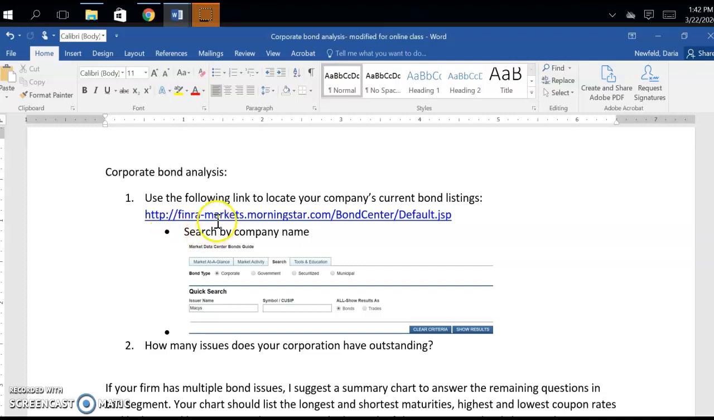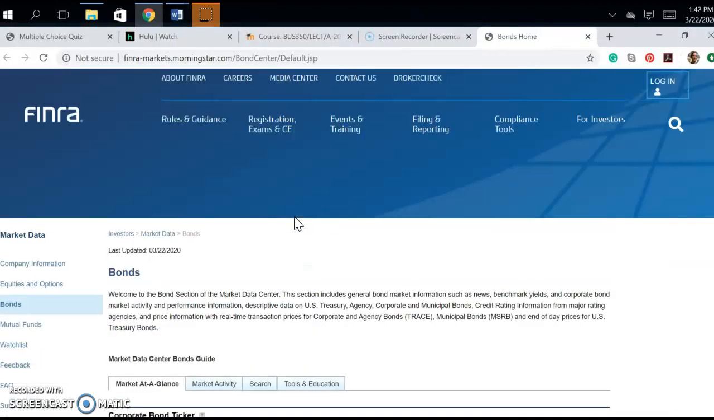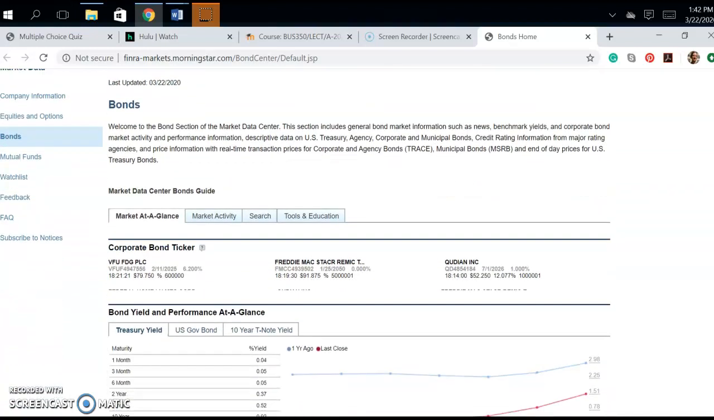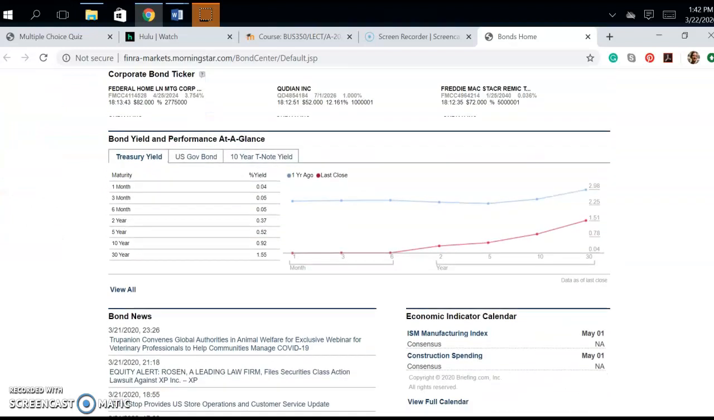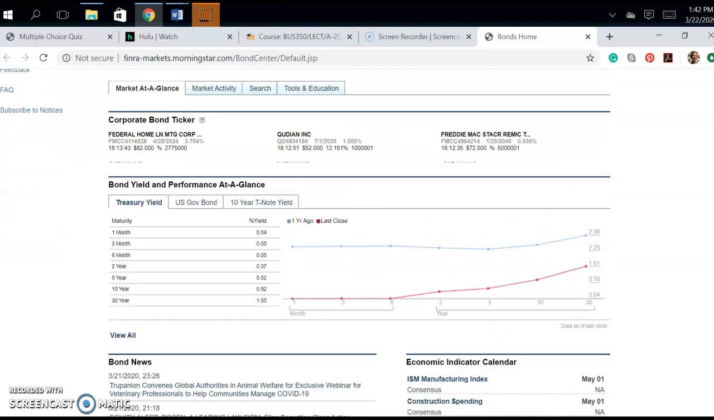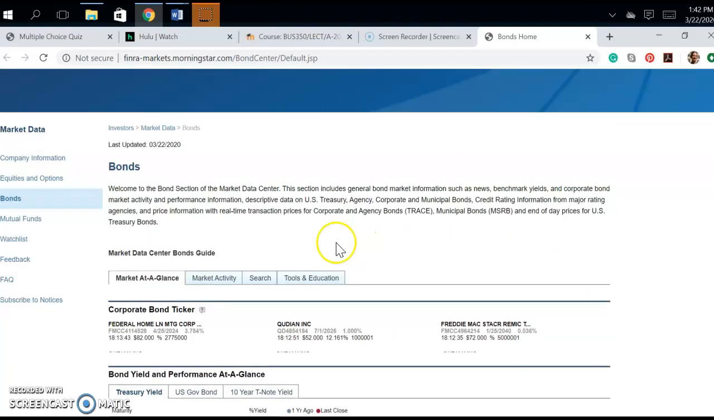So to find your company's bonds, you're going to go to this website, and this is FINRA, which is a website that has a whole bunch of information for you, and you can look on there. It's about advocacy for investors. So we can scroll down. This brings us to our bond page, and it automatically shows you how the market is doing as a whole, what's going on with treasury bonds.